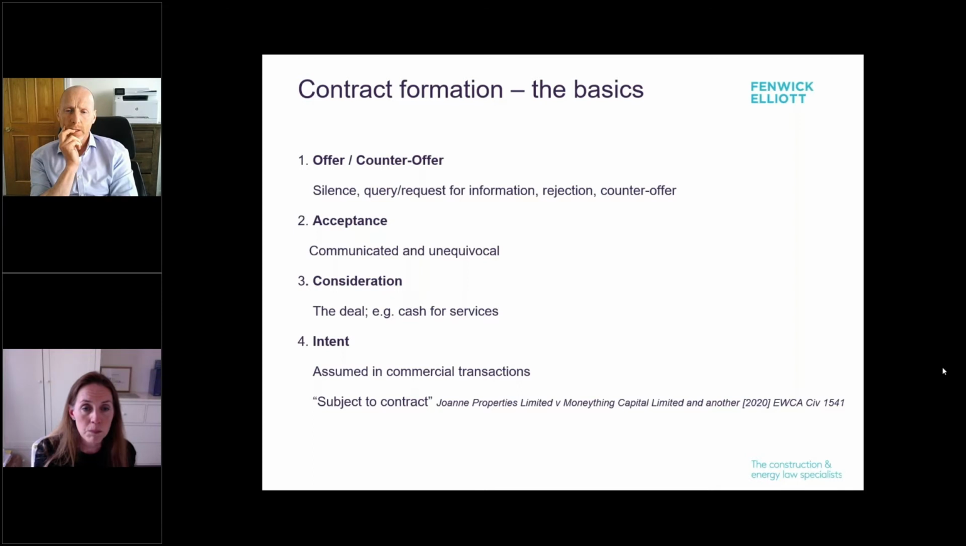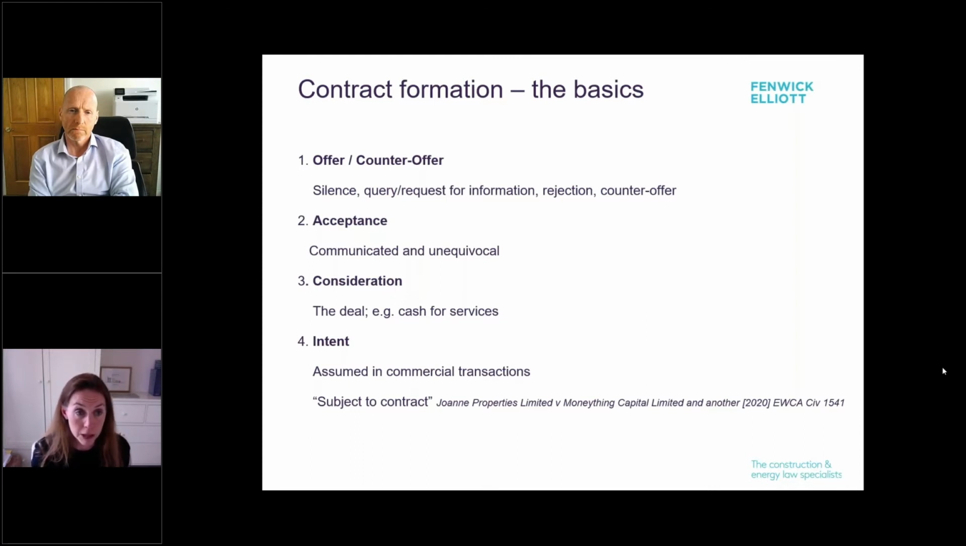The two that cause us a bit more trouble are the counteroffer and acceptance. So the counteroffer is quite a common response. This will reject the first offer and sit as an offer in its own right, which will need to be accepted before a contract can be formed. And then, of course, there's an acceptance, which takes you to a contract.